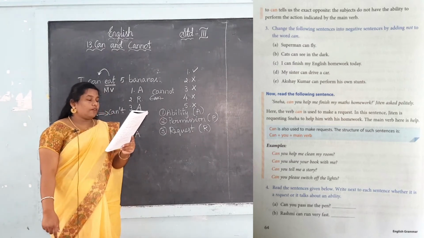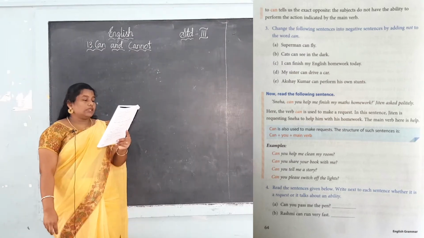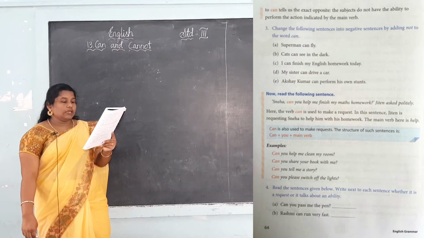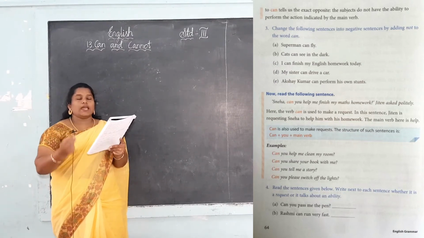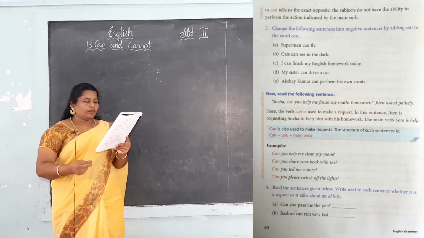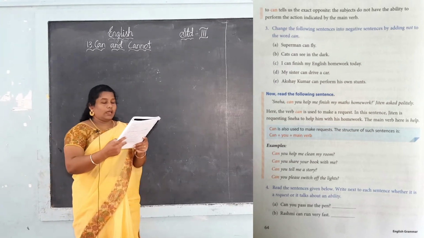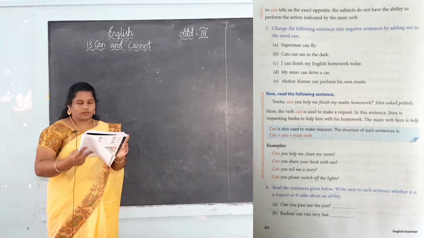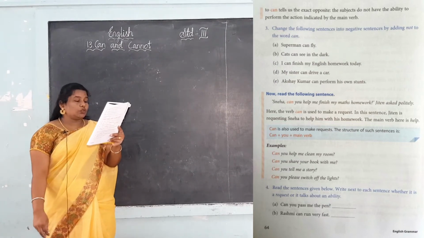Now read the following sentences. Sneha, can you help me finish my maths homework? Jitin asked politely. Politely means help. Jitin is asking a help to Sneha. Maths homework பண்றதுக்கு நீ கொஞ்சம் எனக்கு help பண்ணுவியா? So here help, already we learned about ability, permission. Yes, it is help. See, can is also used to make a request.